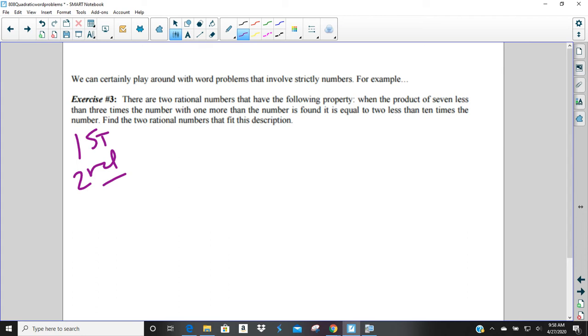So the first number is the product of 7. So the product's going to be multiplication, right? It's going to be multiplication. 7 less than 3 times the number.